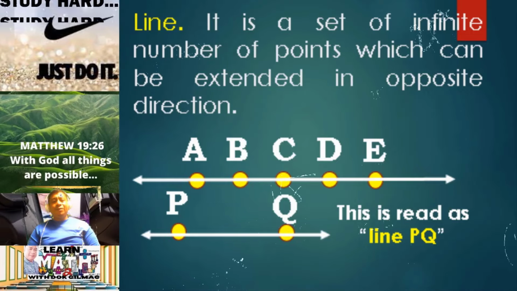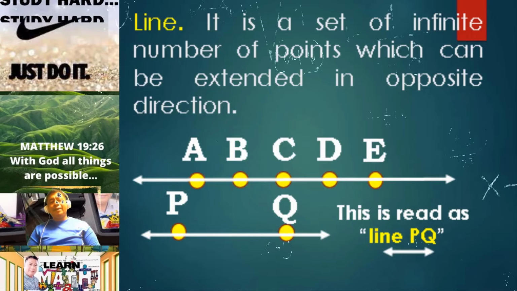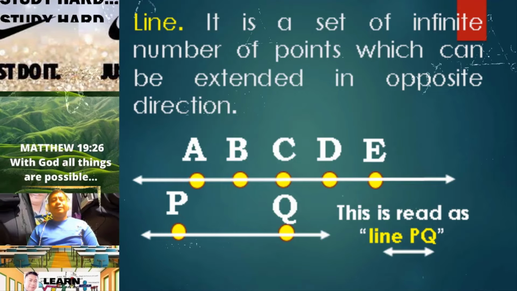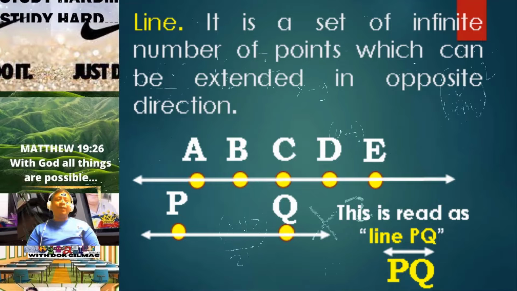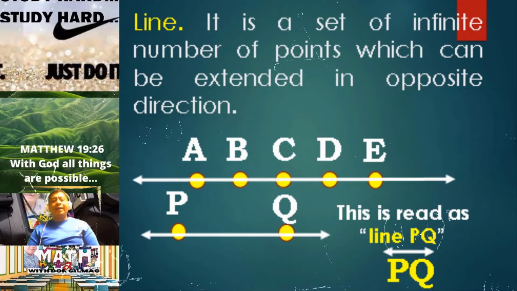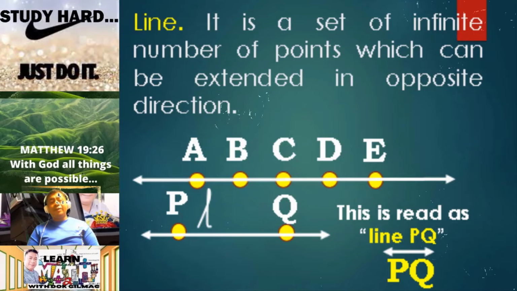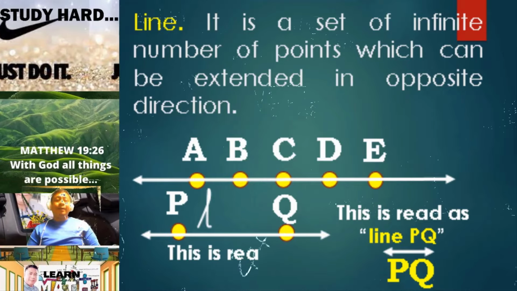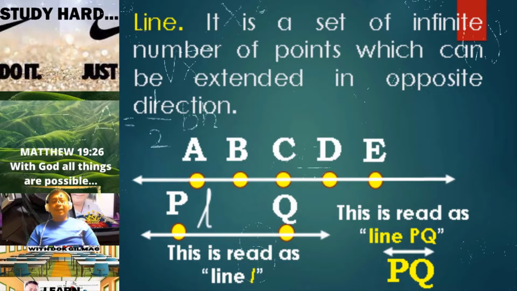Consider the symbol used for a line. So as you can see, this is the symbol used for a line. Okay, as you can see, we have here line PQ. We can also name a line using a small letter. For instance, we have here a small letter L. This is simply read as line L. So take note of that.